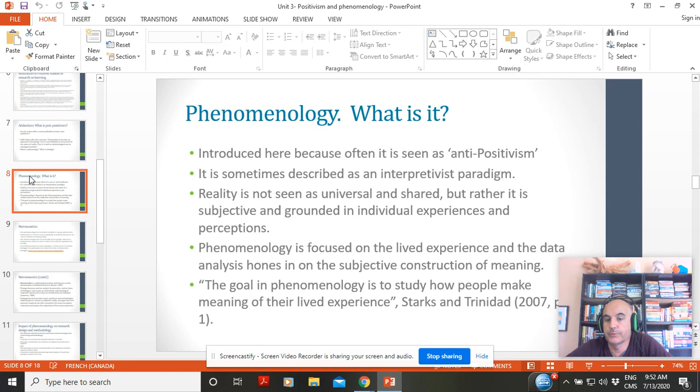So you've got a quote there from Trinidad and Stocks in Trinidad. The goal of phenomenology is to study how people make meaning of their lived experience. And you're going to see this used a lot, and I like that expression in phenomenology. We talk about meaning making, right? Meaning making, because that's what it is. Your lived experience means that people create order when there isn't any and create a meaning in situations that other people might construe differently and attribute different meaning to.